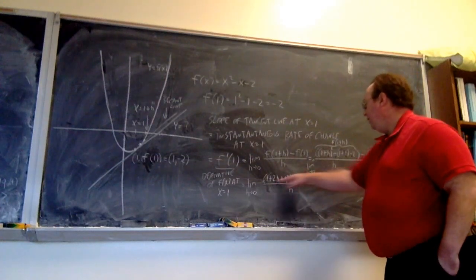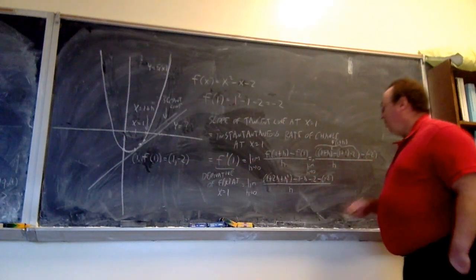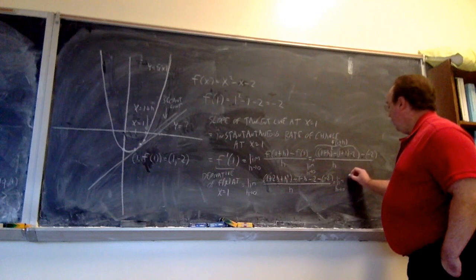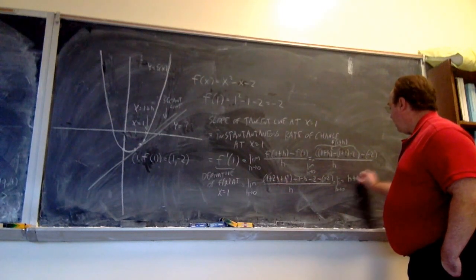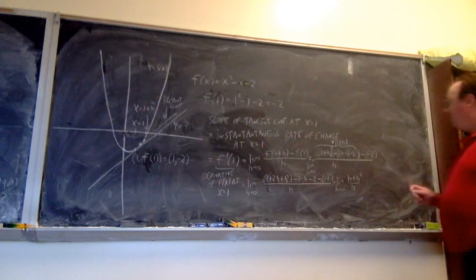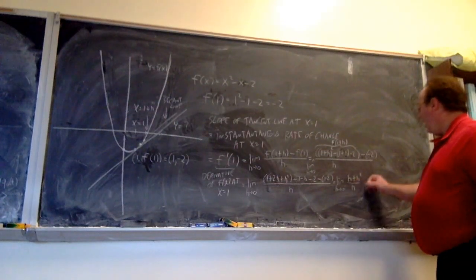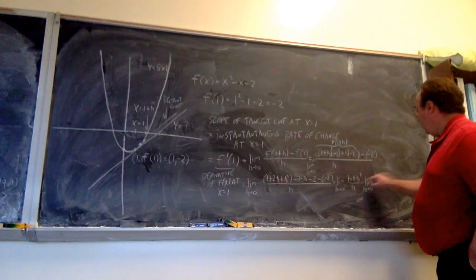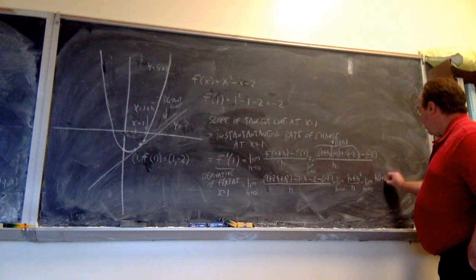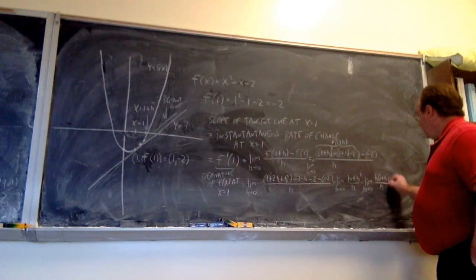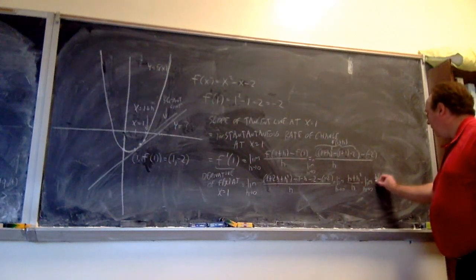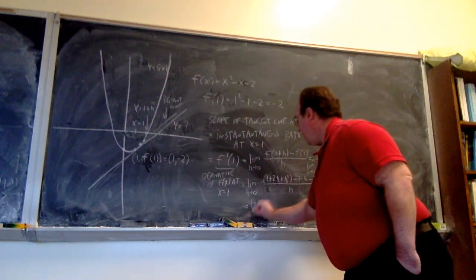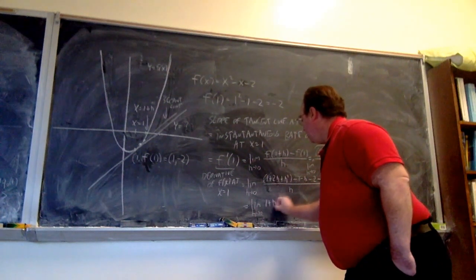And here we have like terms combining, the 2h and the minus h will give us an h. So now we have h plus h squared all over h. But now what I can do is factor an h out of the numerator. So now I have h times 1 plus h all over h. But now the h's above and below cancel out. So now what I have is the limit as h goes to 0 of 1 plus h.